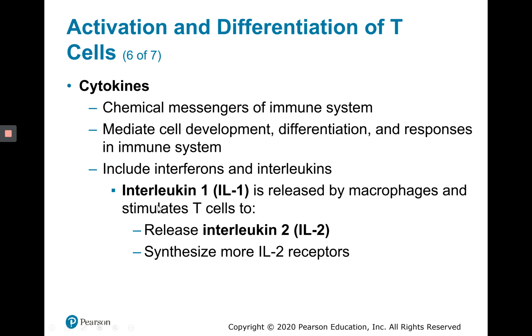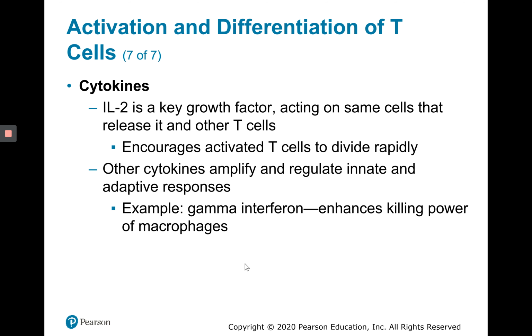So it's a little bit of a cascade pathway. And the release of interleukin 2 would synthesize more interleukin 2 receptors. So we just want to amplify the ability of interleukin 2, which is a key growth factor, to bind to other T cells because it acts on the same cells that release it. This encourages activated T cells to divide rapidly, so it's a proliferation and differentiation chemical.